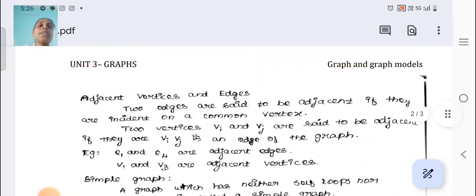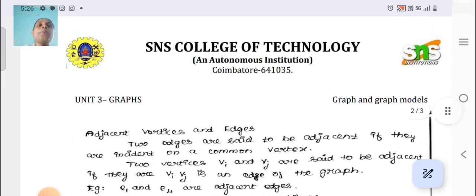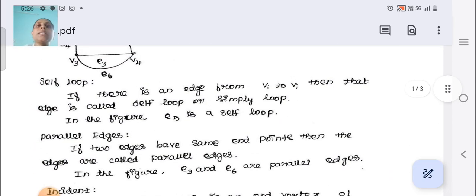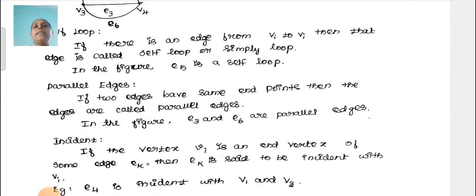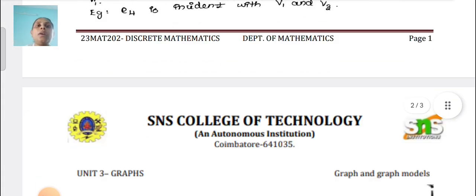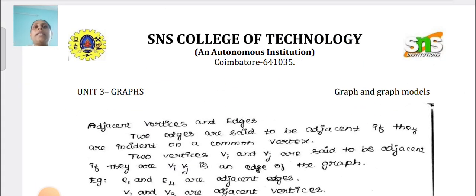In this section we saw what a graph is, what edges and vertices are, and the self loop, parallel edges, incident, simple graph, multigraph, and pseudograph. So these are the types of graph.